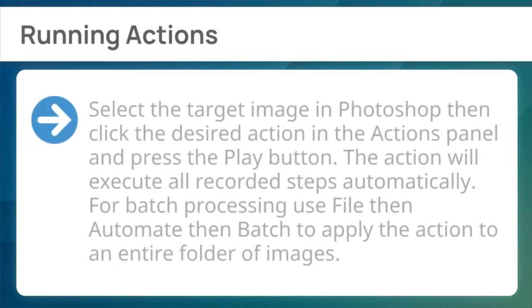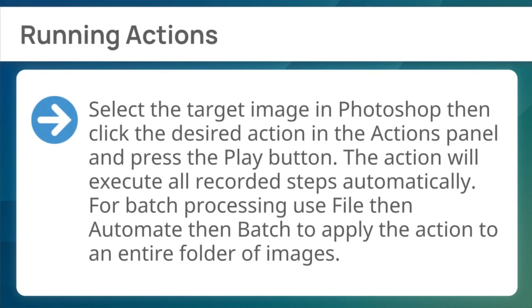Next, running actions. Select the target image in Photoshop, then click the desired action in the Actions panel and press the play button. The action will execute all recorded steps automatically. For batch processing, use File, then Automate, then Batch to apply the action to an entire folder of images.